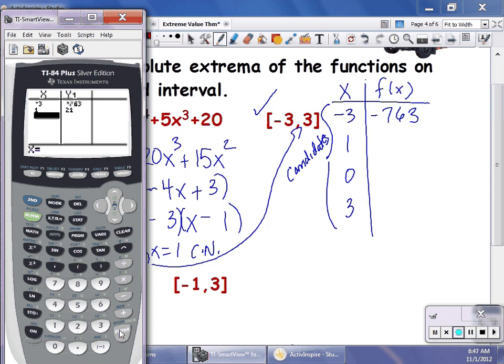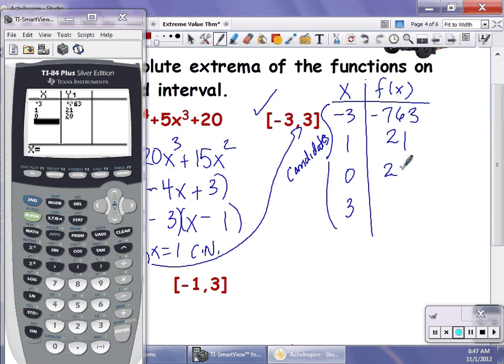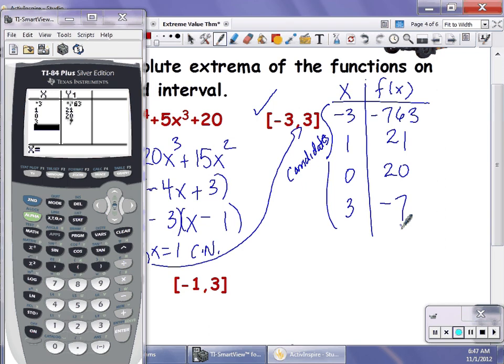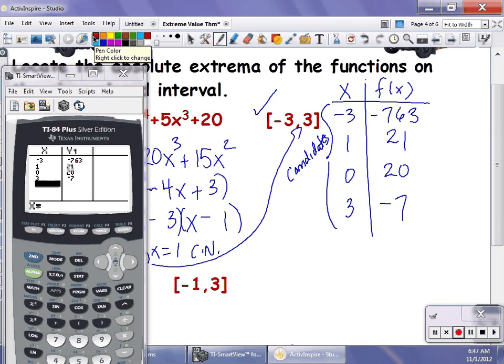Multiple ways that you could do this. 21, 0 is 20, 3, -7. All right, so we want to identify the high y and the low y. The lowest y value, so the absolute minimum, is -763. The y value is the minimum. It occurs at -3. And the highest y value occurs at x equal to 1, and it is 21. So we have our absolute maximum.